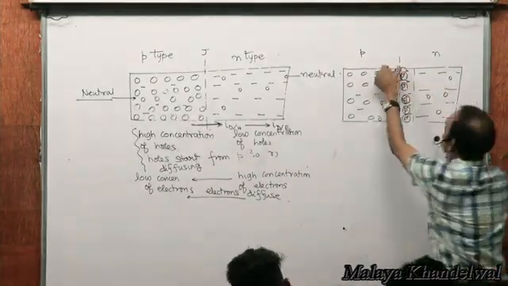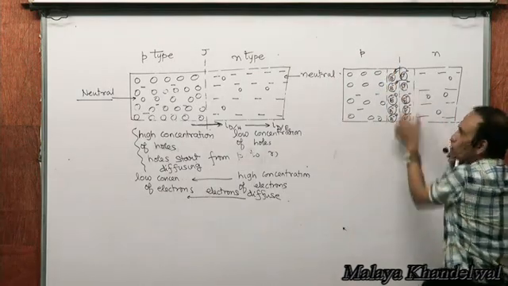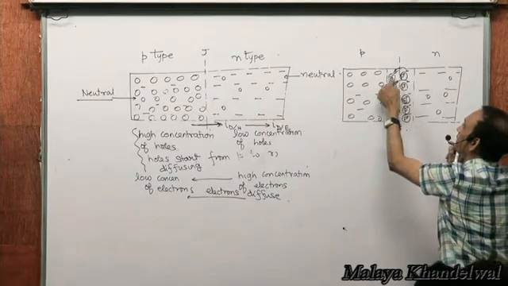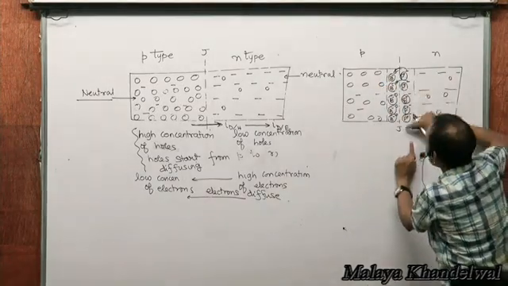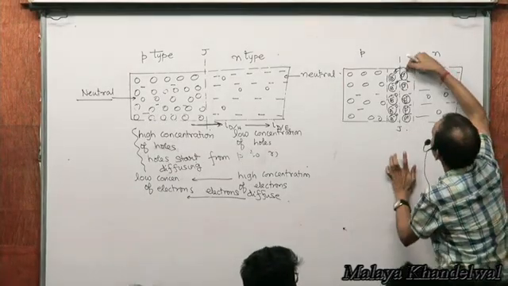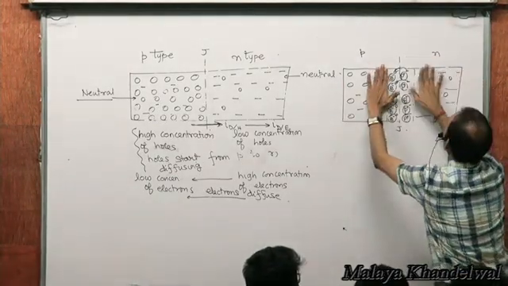This was a neutral layer. This was also a neutral layer. See, this was boron minus and one hole, neutral. This was a neutral layer. This was also a neutral layer. But now see what happens because of diffusion. Please take cognizance of this. And this part is still neutral. This part is still neutral.